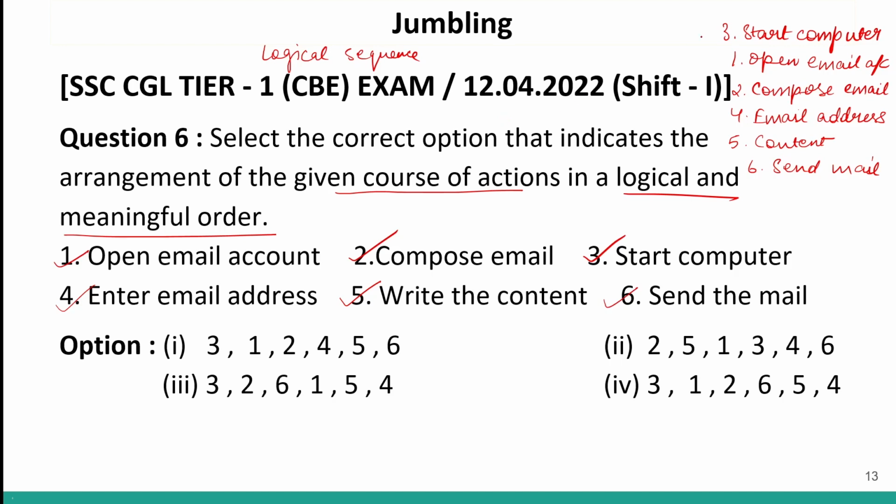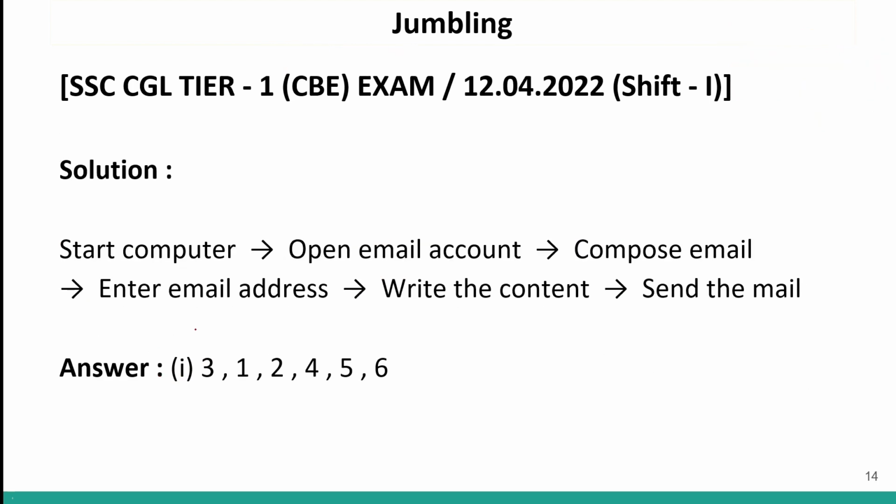So the correct sequence will be 3, 1, 2, 4, 5, 6, and 3, 1, 2, 4, 5, 6 is given in option number 1. So option number 1 will be your correct logical sequence answer. So starting the computer, opening email account, composing the email, entering the email address, writing the content and then sending the email. So this is a question of logical sequence order.